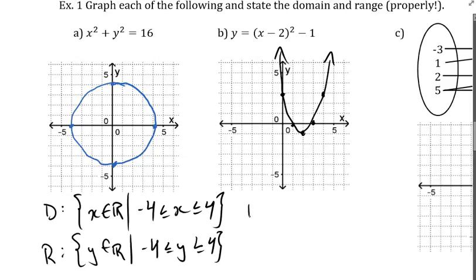Okay, so domain and range. We already talked about this. X can be anything. X is an element of the real numbers, no restrictions. Any X value you throw at this thing, it'll give you some Y value, right? I can put anything in for X. That's what that means. But what about range?